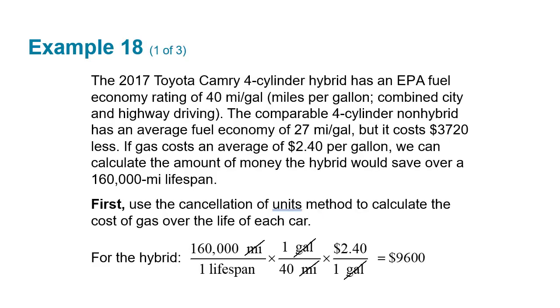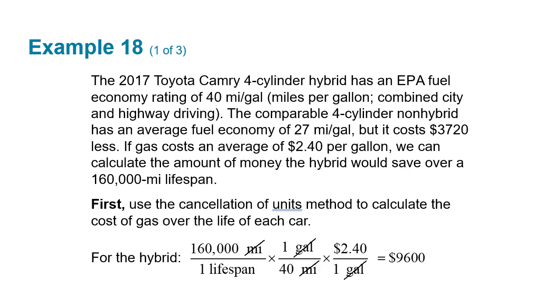Here's another one. We've got miles per lifespan, miles per gallon, all sorts of stuff. So the car gets 40 miles per gallon. And then the four-cylinder non-hybrid has an average fuel economy of 27 miles per gallon, but it costs $3,720 less. If gas costs an average of $2.40 per gallon, boy, this is an old slide, I bet, because nowadays it's a lot more. We can calculate the amount of money the hybrid would save over a 160,000 mile lifespan.